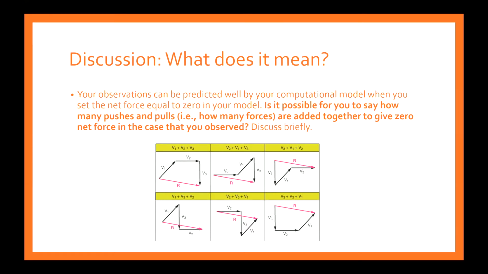The next discussion: what does that mean? Is it possible for you to say how many pushes and pulls are added together to give zero net force? The answer is no, because what we see in the real world is the resultant vector, which is just the result of a whole bunch of potential vectors out there. So you cannot guarantee how many vectors were added together.